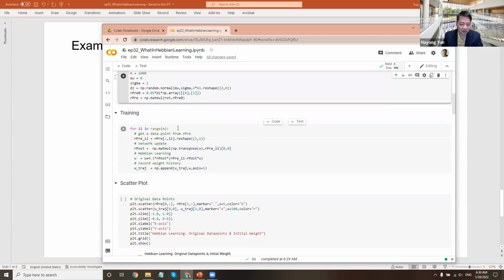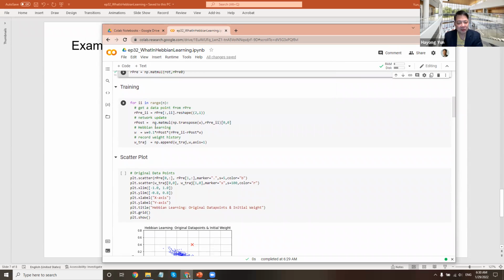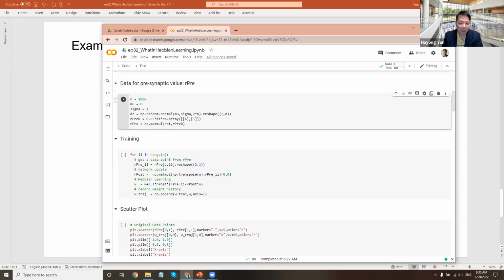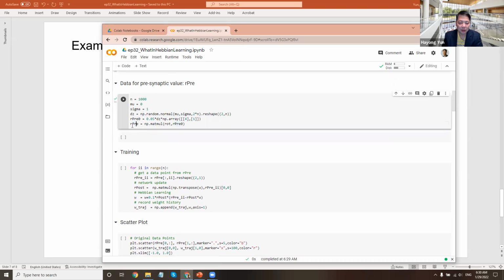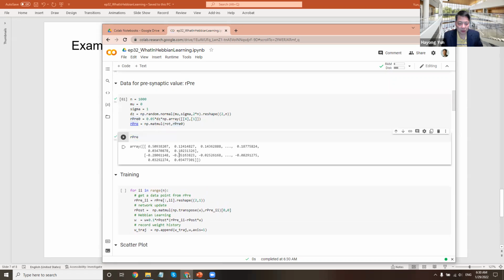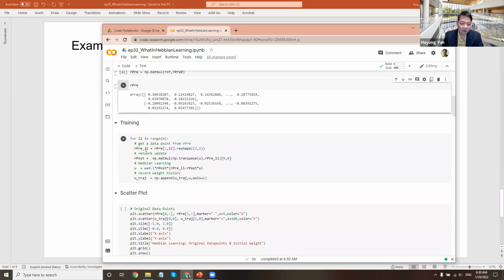So let's see how the training works. It's actually very simple. For the presynaptic, I'm just picking up one data point from the R3. The R3 are, by the way, there are many thousands of X and Y coordinates of this, basically this cloud. Okay. So get one of the dots, okay? And that is the signal from the presynaptic neuron.